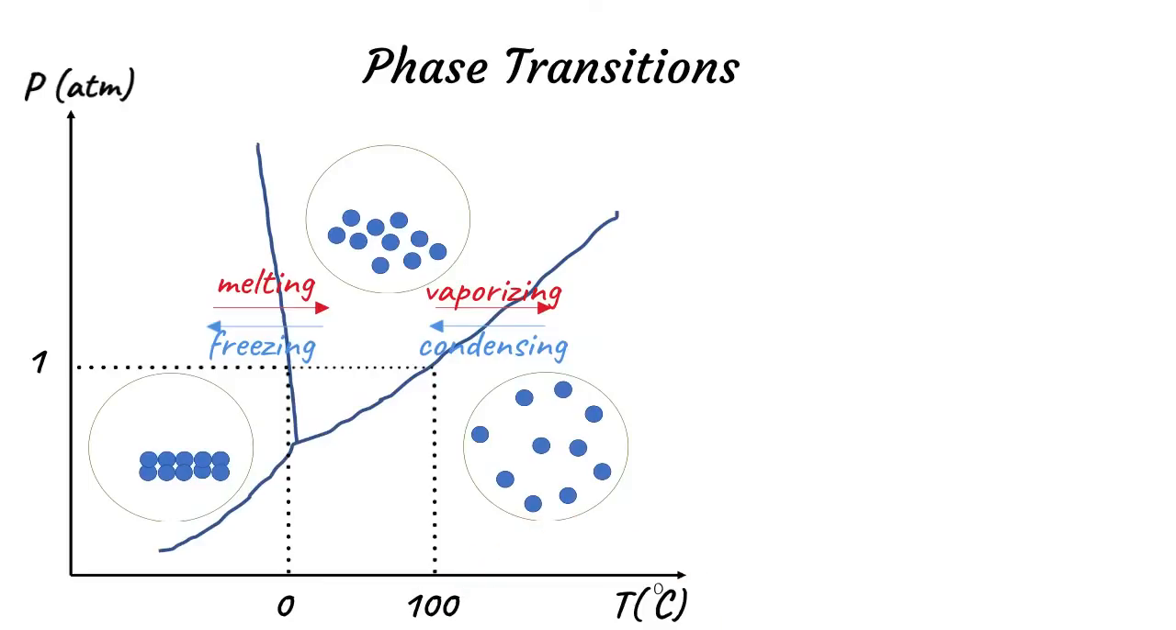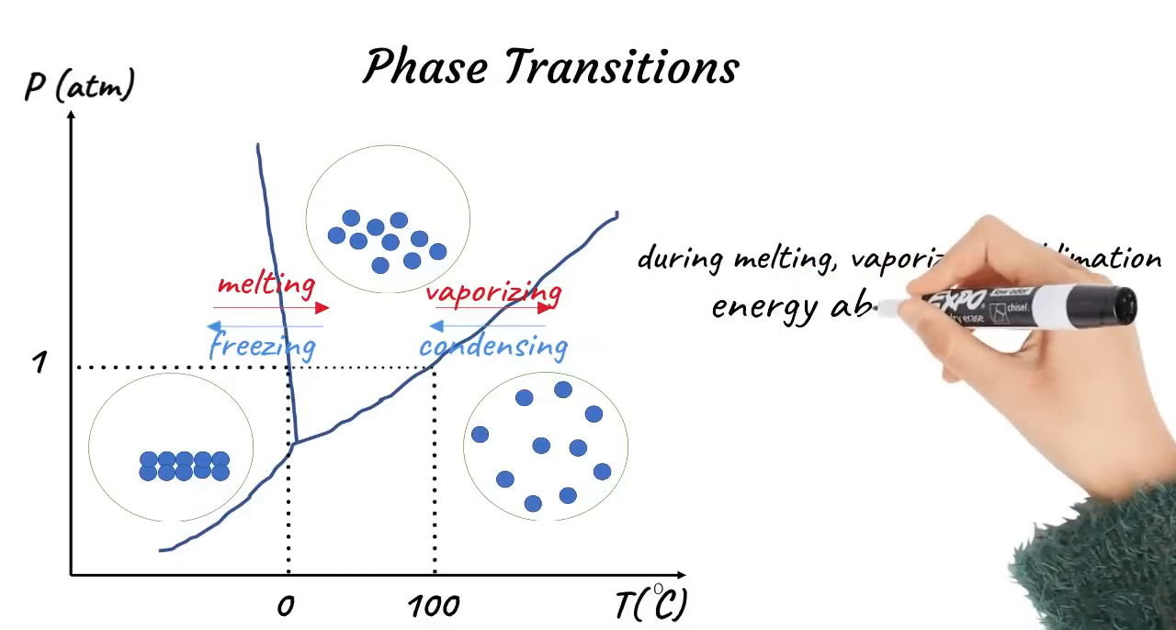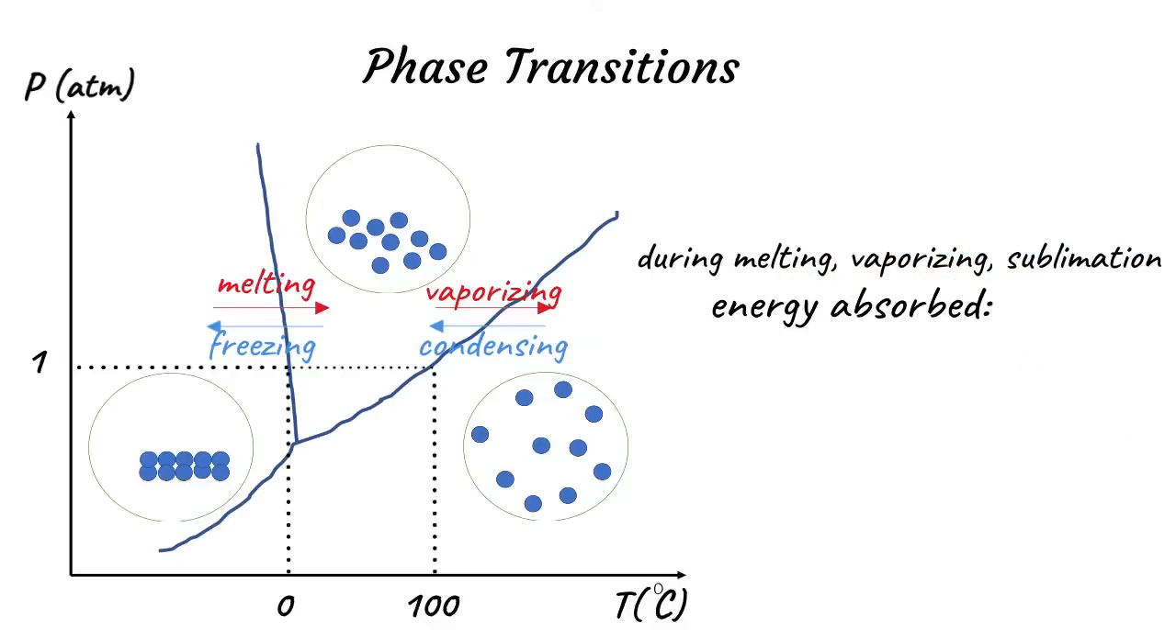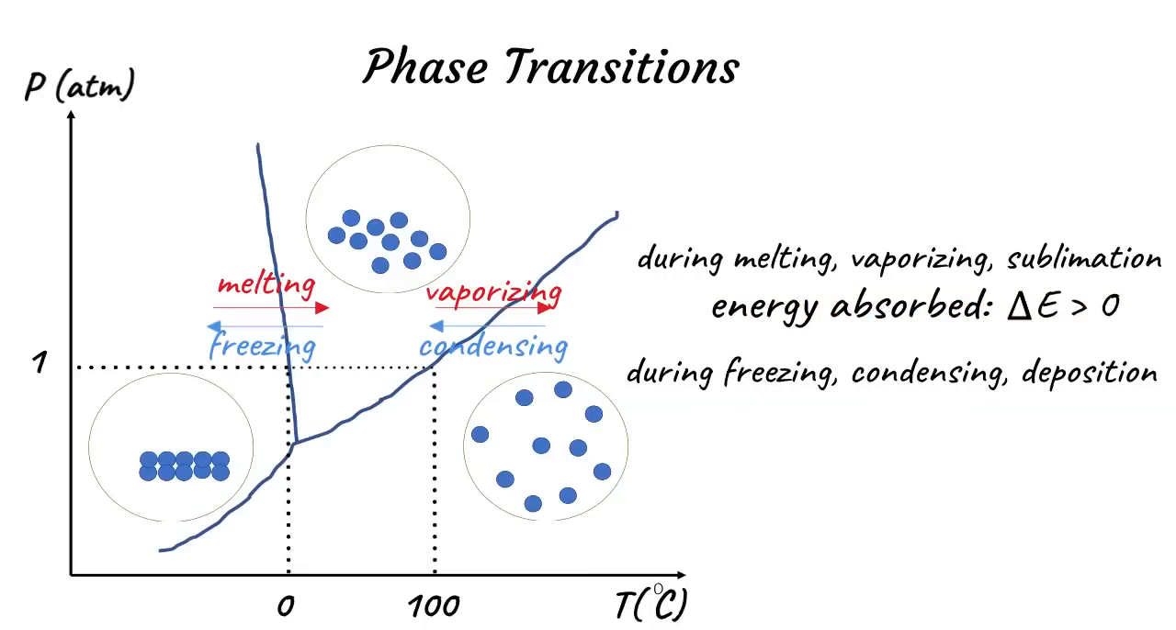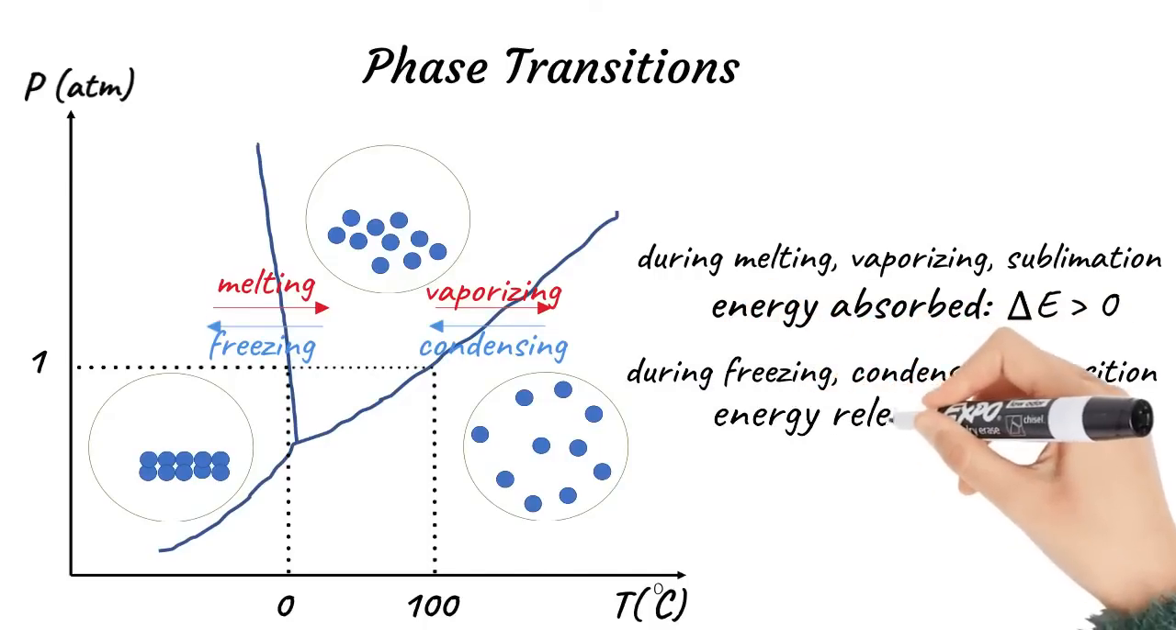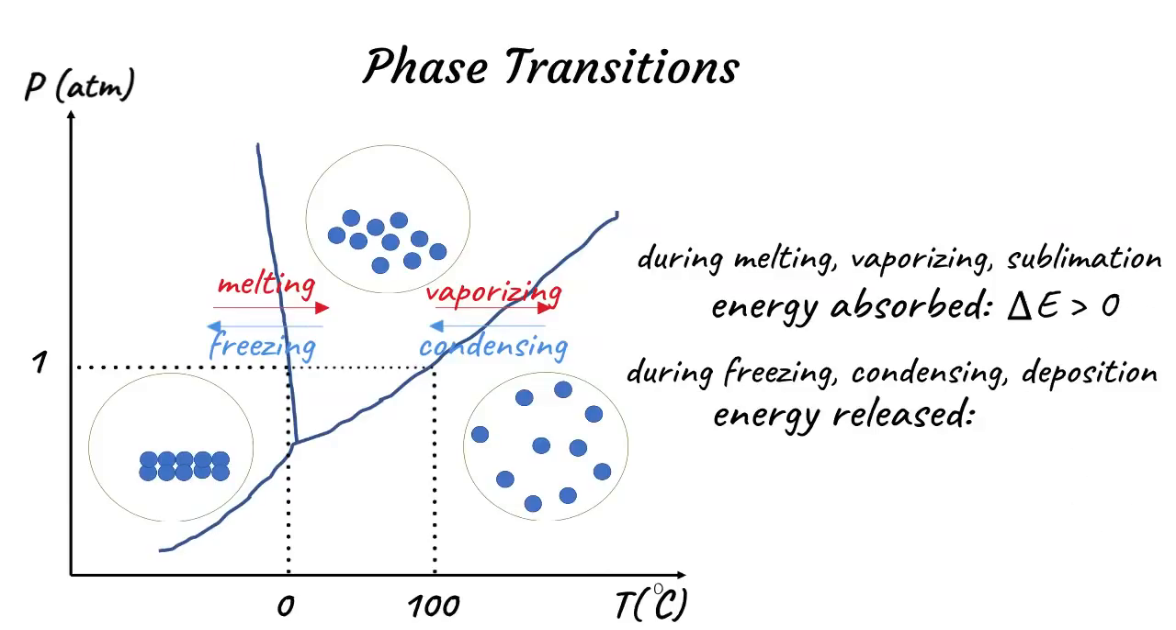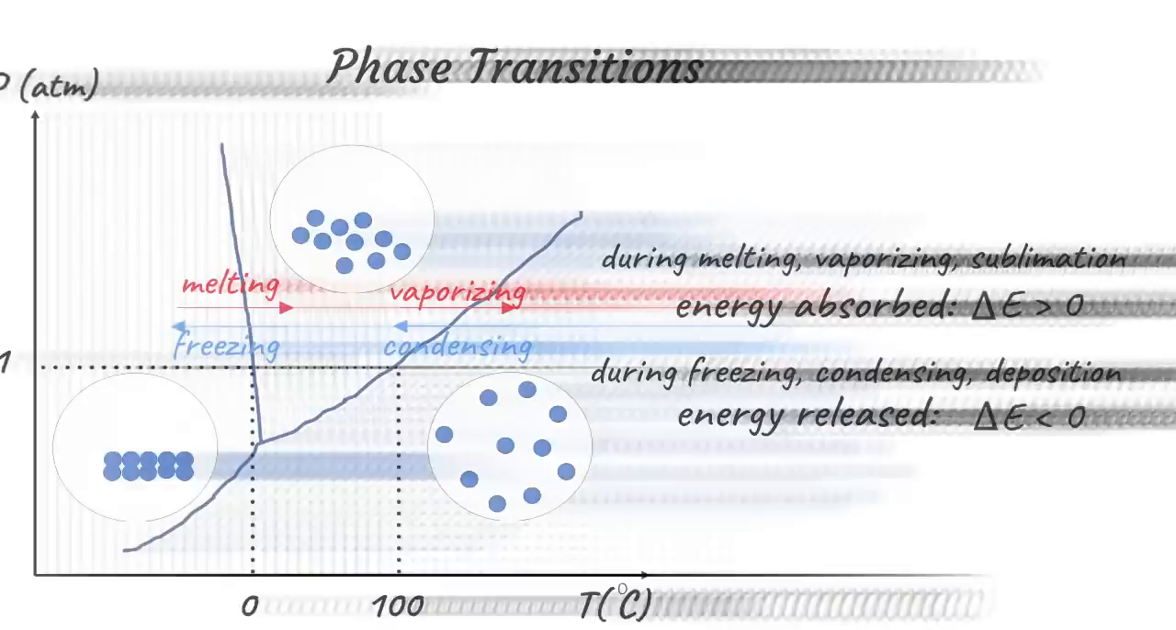During a phase change, energy is always exchanged, absorbed or released. During melting, vaporizing and sublimation, energy is absorbed by the system. Therefore, the change in energy will be positive. On the other hand, during freezing, condensing and deposition, energy is released. Therefore, the change in energy will be negative.